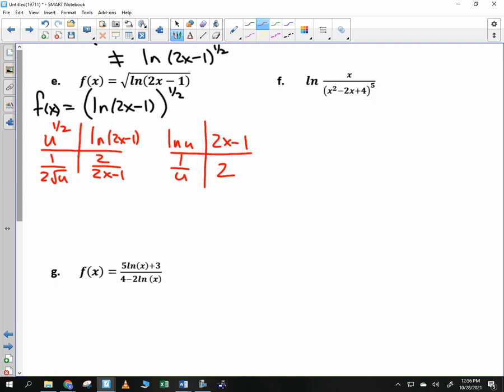So when I multiply these two expressions together, what do you see is going to reduce right away? Everybody see the 2's are going to cancel right away? This 2 with that 2. And then this expression, as we know, it goes down there. So what am I going to have in the numerator? 1. And the denominator, we've got the square root of the natural log of 2x minus 1 times the quantity 2x minus 1. So it's not real pretty, but it works.